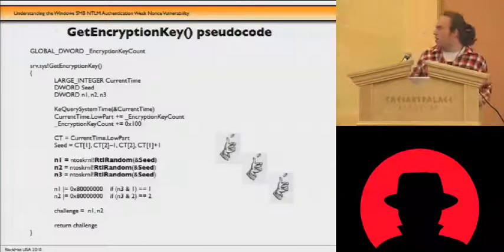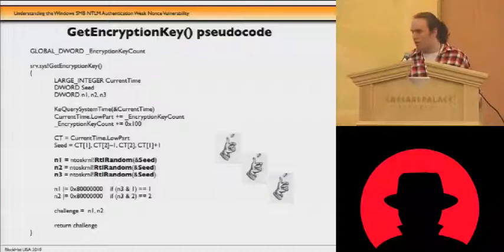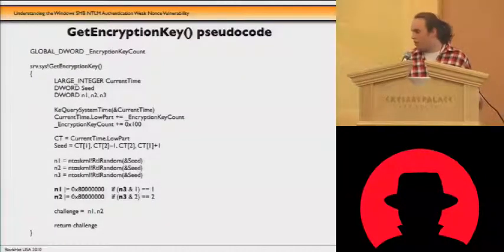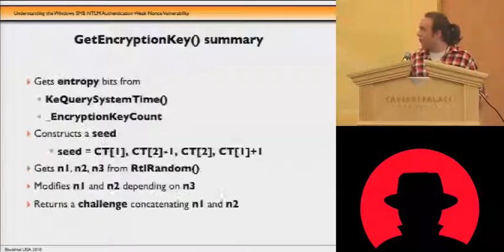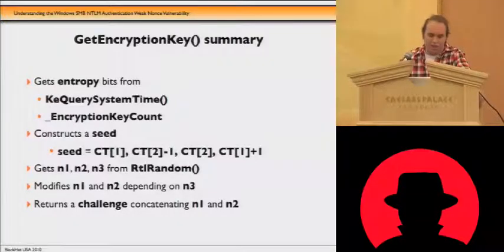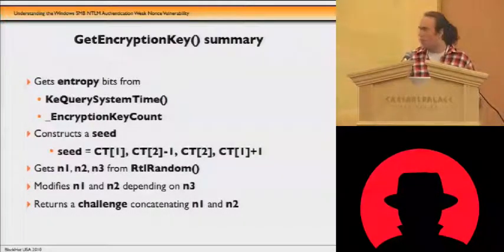The first time, we'll use the created seed, and the second and third times, we'll use some kind of feedback that the RTL random function returns also. With the 3 numbers returned by RTL random, based on the third one, we'll modify the first and the second number, and we'll concatenate the results and return a challenge. That will be the challenge. So we know that the getEncryption_key function gets entropy from the current system time and also from the counter. We'll create that seed, we'll call RTL random, and we'll return a challenge.